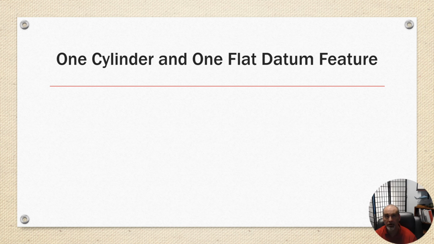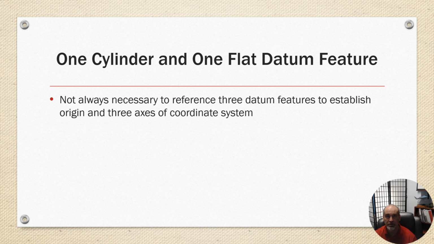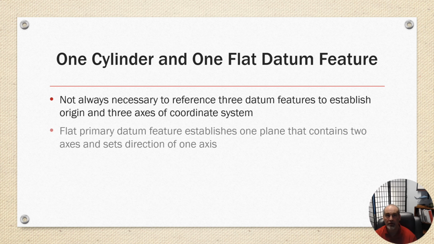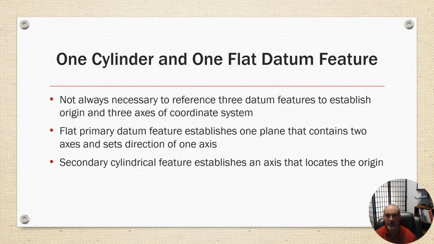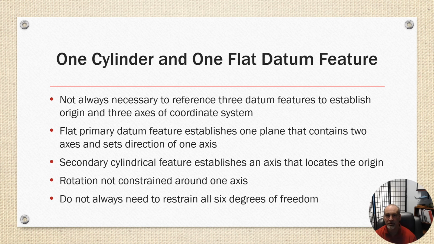Okay, there's one cylinder and one flat datum feature. It's not always necessary to reference three datum features to establish an origin and three axis coordinate system when you have a cylinder and a flat. Okay, the flat primary datum feature establishes one plane that contains two axes and sets the direction of one axis. The secondary cylindrical feature establishes an axis that locates the origin on that plane. Rotation is not constrained around one axis, and you do not always need to restrain all 6 degrees of freedom depending on the part.